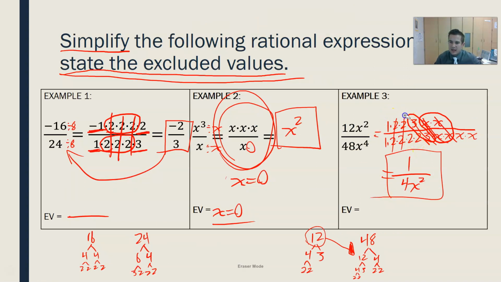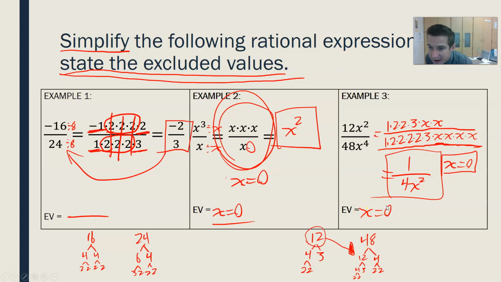So, looking at this, let me try to erase these things without erasing the variables. Looking before I simplified anything, look at what I have in the denominator. I have these x's. I have 4 x's, in fact. So, because those x's are in the denominator, when I set them equal to 0, my excluded value is going to be x equals 0. X cannot be 0, or else I would be dividing by 0, and I can't do that.